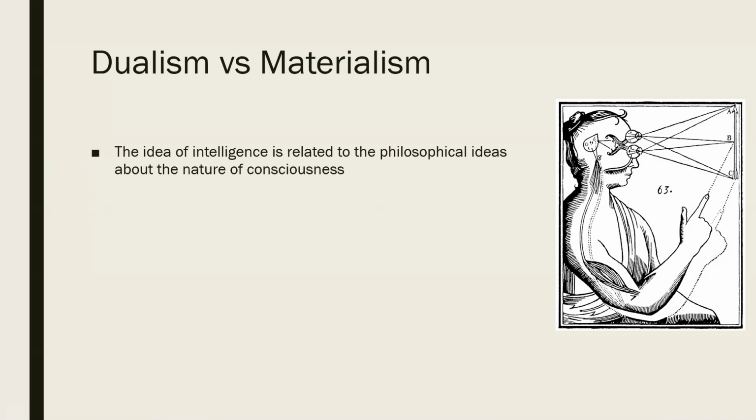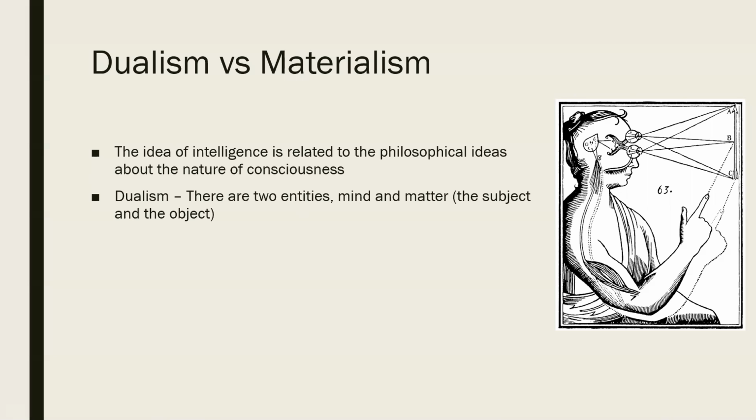The idea of intelligence is closely related to ideas about the nature of human consciousness. And there are two different approaches as to how we can describe our consciousness philosophically. Some will take a dualistic approach, which is to say that consciousness is a kind of thing that is fundamentally separate from the world around us. So there are basically two entities in the universe. There's the mind and there is matter, or in other words, the subject and the object. Since mind and matter are two fundamentally different entities, the properties that describe each of them are unique. In order to describe the mind, you need a different set of properties than the properties which describe matter.